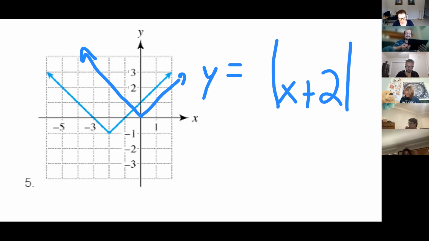Okay. And then the other thing I have to do is what? I'm going to move it to the left 2 and shift it down 1. So down 1 is a -1 on the outside. Yep, that's it.